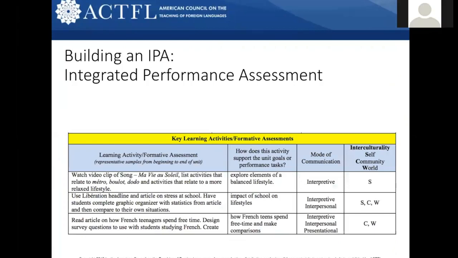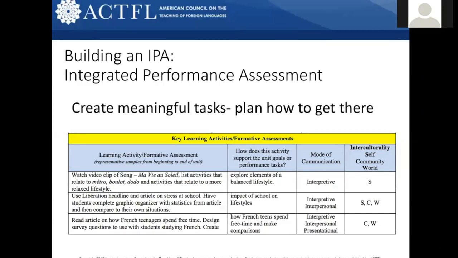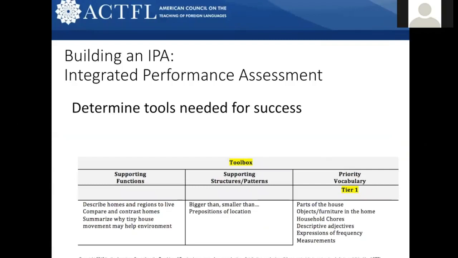They may allow for, as you can see, some of them have interpretive, interpersonal, and presentational modes of communication. And that is something that you can do as you're moving in and out, blending the activities from the three modes. The next thing that you're going to do is stop and look at the tools that you're going to be needing for success. So I'm currently in the middle of an IPA about where do young people around the world sleep. So they have been comparing homes and rooms of teenagers. And so you can see here that I have supporting functions is describing homes, comparing and contrasting.